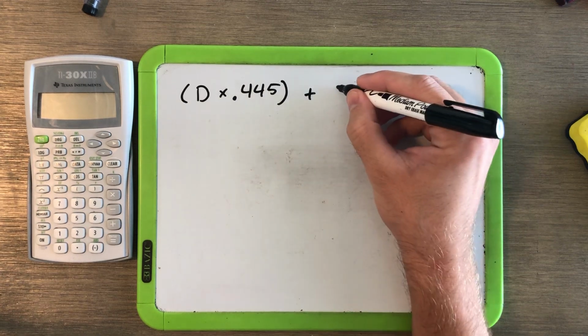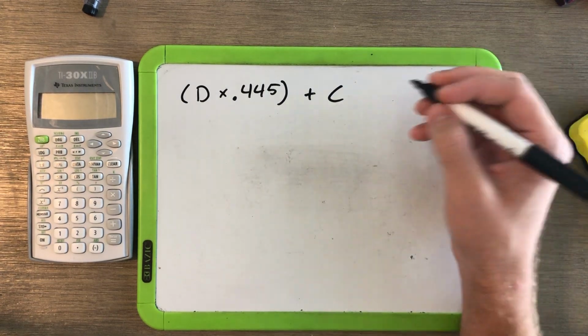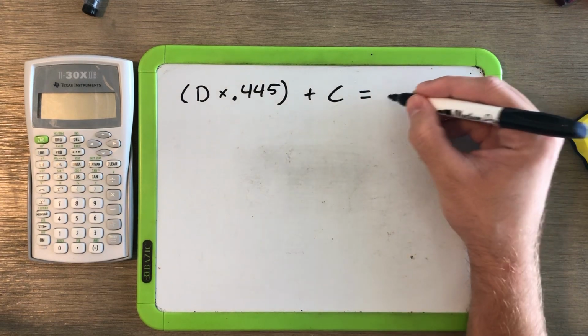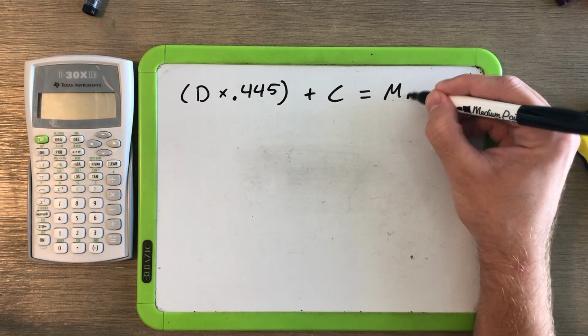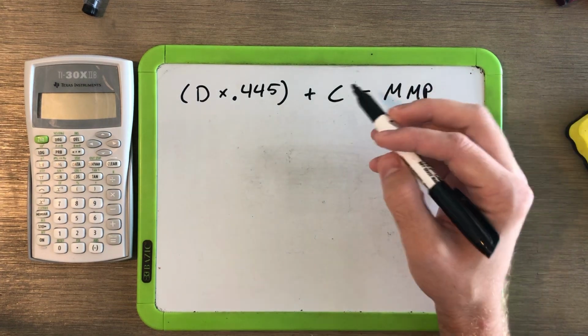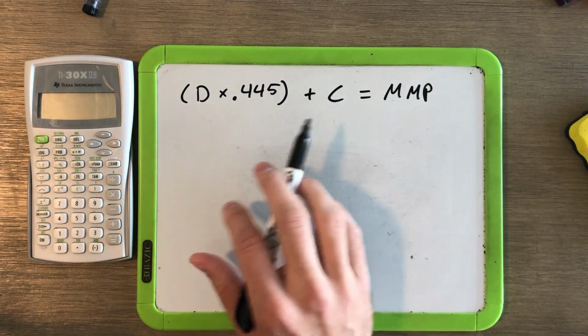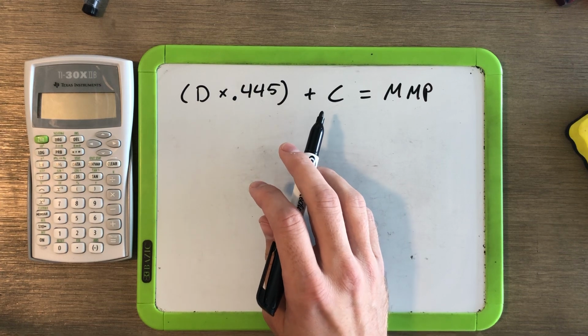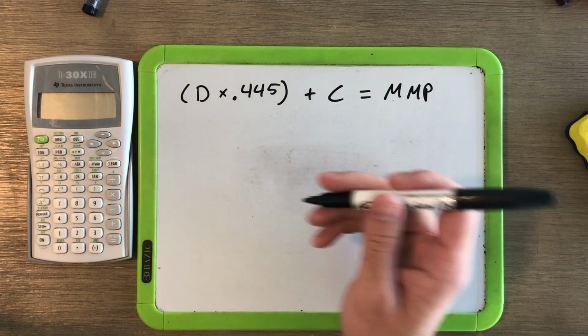plus, we'll call it a C for right now, a constant or whatever, K if you want to, but we'll just say C is equal to MMP. So here's where it gets a little tricky. This value that we have here is dependent on what depth you're at, okay?